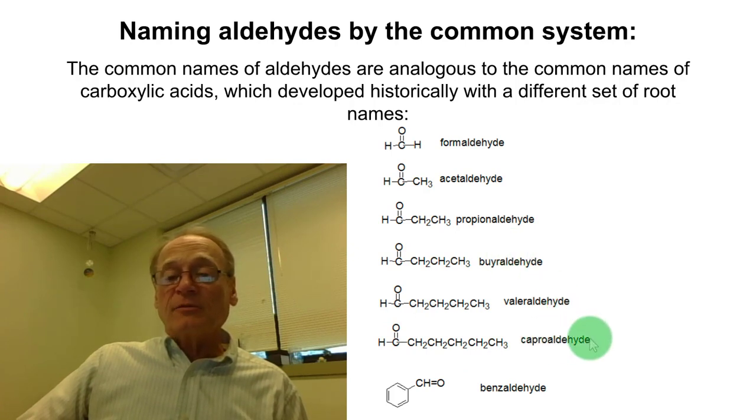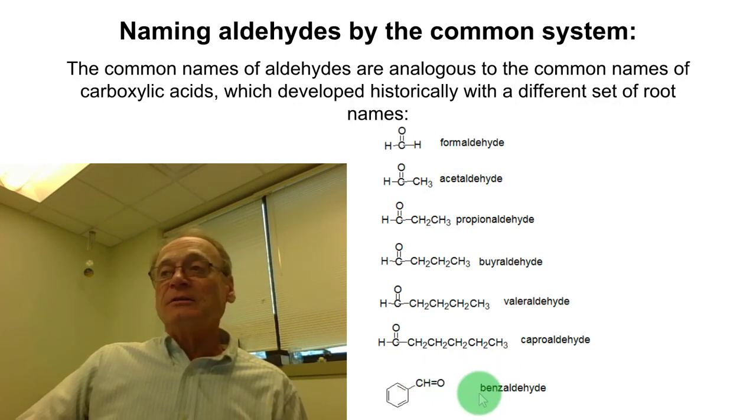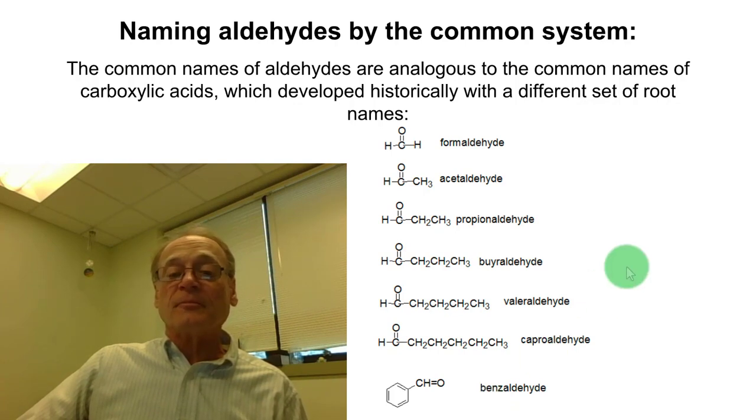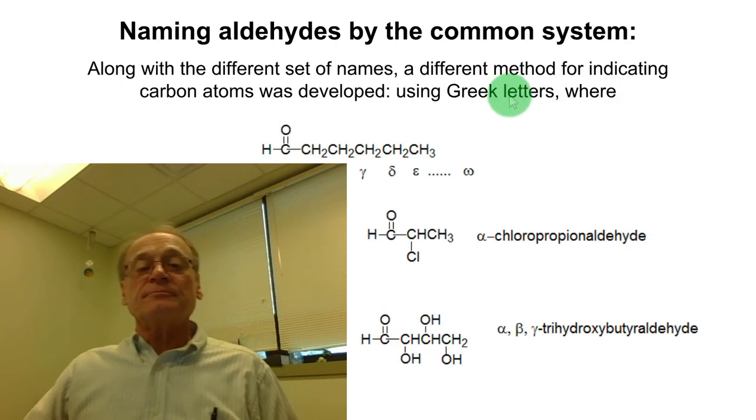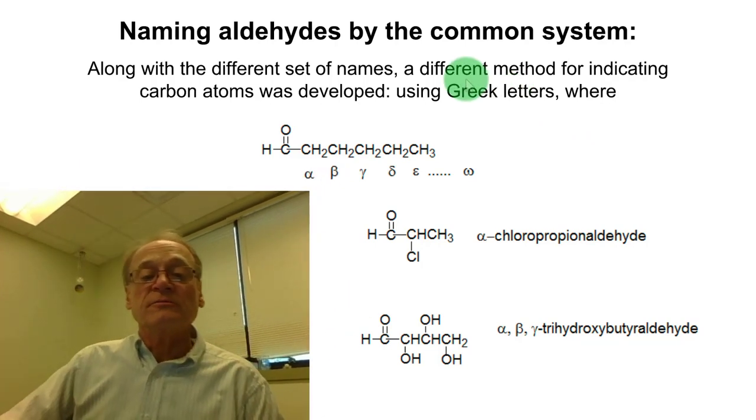There are other common names for bigger aldehydes, but we're just going to learn these six. And then another one that's very important, which is used all the time, is benzaldehyde. In fact, benzaldehyde is so commonly used for this particular compound that it's not only the common name, it's also the IUPAC name for that compound. The IUPAC people, when they were first coming up with the system, said, you know what, we'll give up. Let's just call it benzaldehyde because we know that's what everybody's going to call it anyway, so we just called it benzaldehyde.